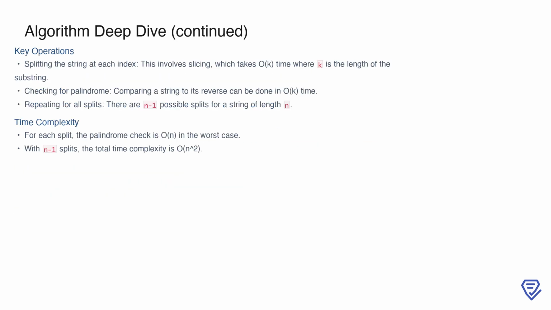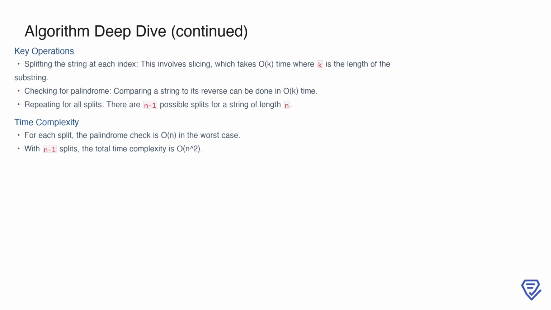The brute force approach requires several key operations. First, splitting the string at each index involves slicing, which takes time proportional to the length of the substring. Second, checking whether a substring is a palindrome involves comparing the string to its reverse, which also takes time proportional to the substring's length. Since we repeat these steps for every possible split, the time complexity adds up.